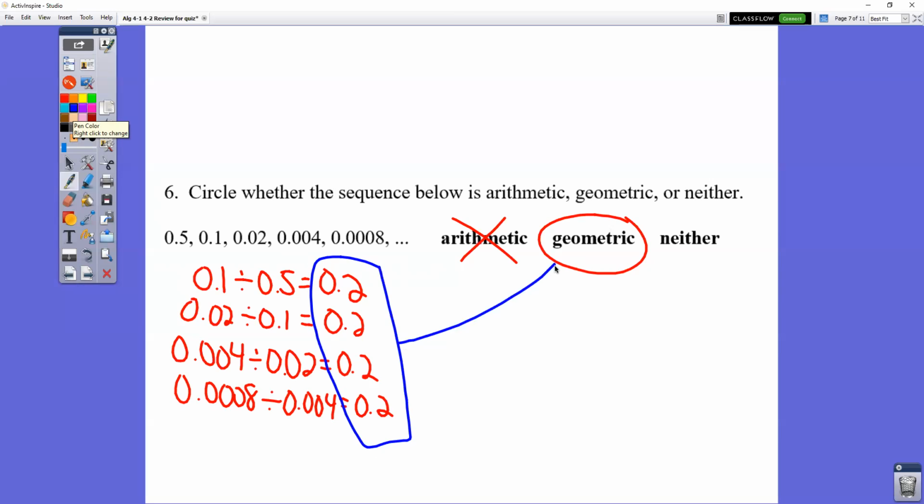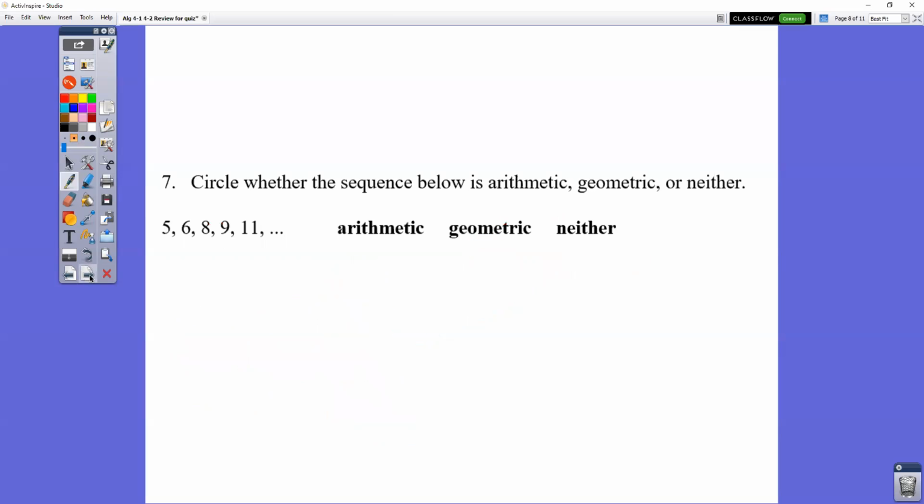So be careful. Make sure you try each one if you think that it's geometric or think that it's arithmetic. Don't just assume, oh, it looks weird, it has to be neither. Make sure that you try them out. So be very careful on a question like that, please.